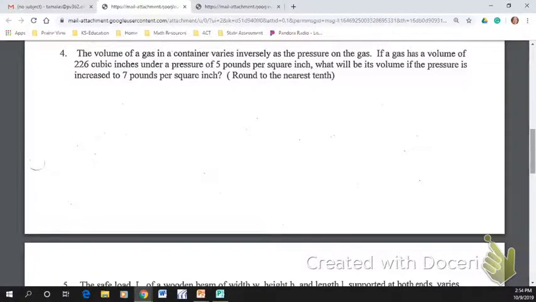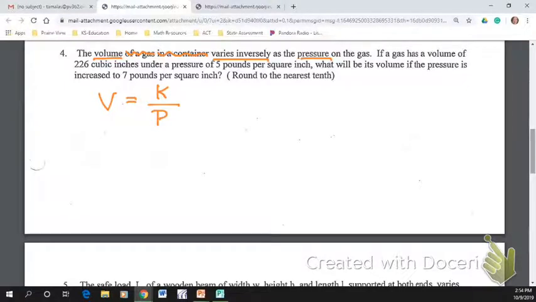Okay, this time I've got a volume of gas in a container varying inversely with the pressure. So it's not too hard on this one to pick out the keywords. Volume of a gas is a prepositional phrase. In the container, a prepositional phrase. So volume varies inversely as pressure. Okay, so how do I write my equation? V for volume equals what? Something over something. Equals K over something.